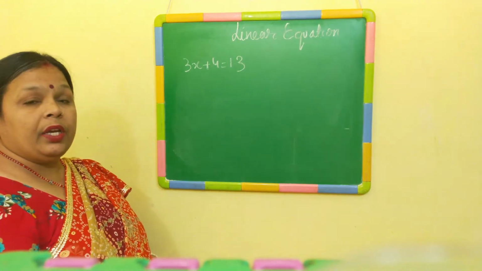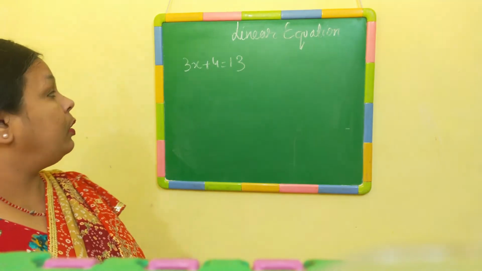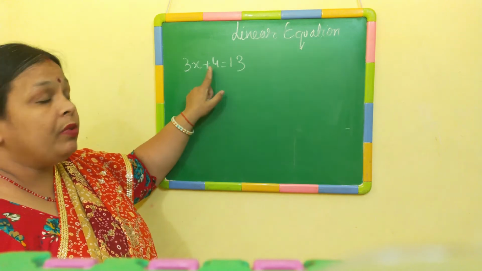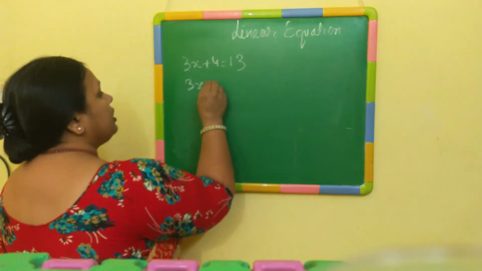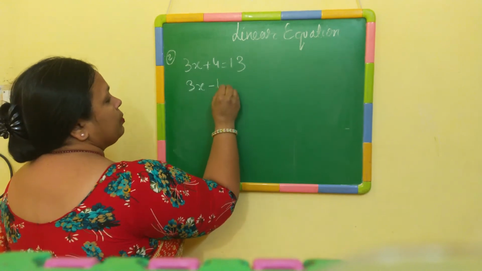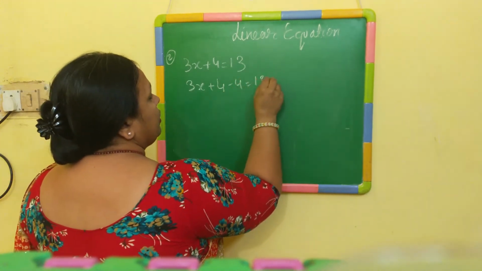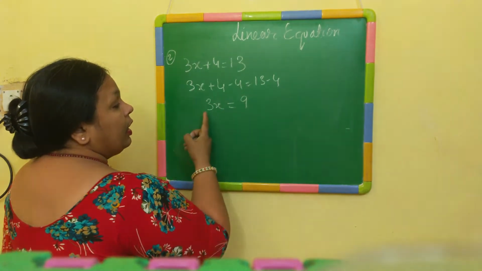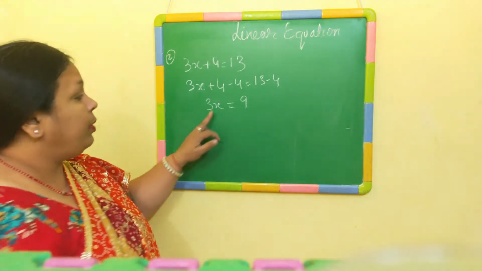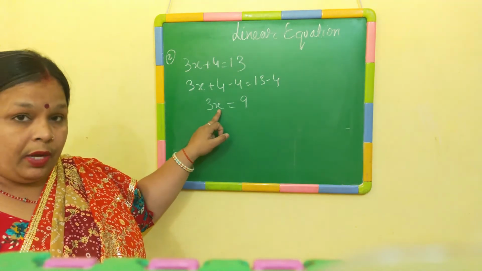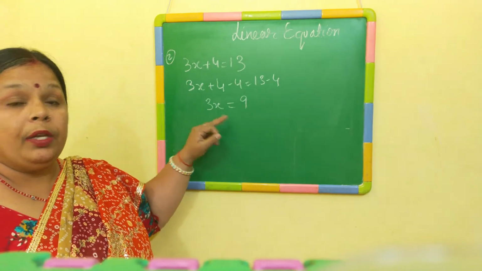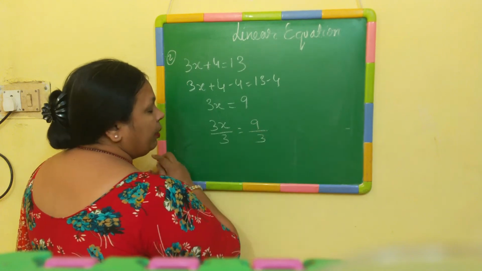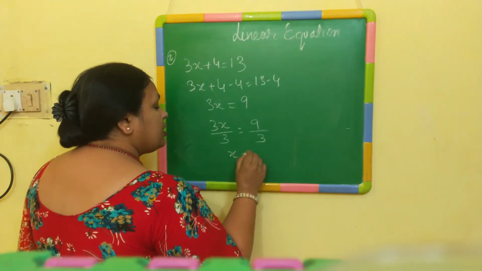Now the second rule, which says to subtract. Now we will see it here. Here we have plus 4. Now to make this value 0, we will be subtracting 4 on both the sides. So this becomes 3x plus 4 minus 4 is equal to 13 minus 4. 3x, this becomes 0. 13 minus 4 is 9. Again we are doing the same to make x a single value. We can divide both sides by 3. We are dividing it by 3. So it becomes x is equal to 3.